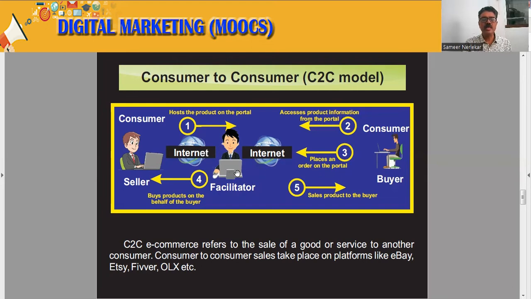In between there is one another factor which is called a facilitator. This may be one portal or some website. So at the next stage, the seller consumer or facilitator buys the product on behalf of the buyer, and then at the last stage, it sells the product to the buyer. In this way, the cycle gets completed.